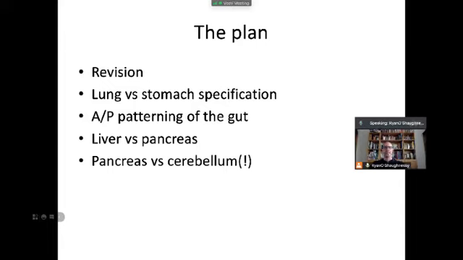We're going to look at how along the gut, different specification of the gut allows for different anterior, posterior patterning of endodermal tissues. We're going to compare the liver to the pancreas, and then oddly enough we're going to compare the pancreas to the cerebellum.